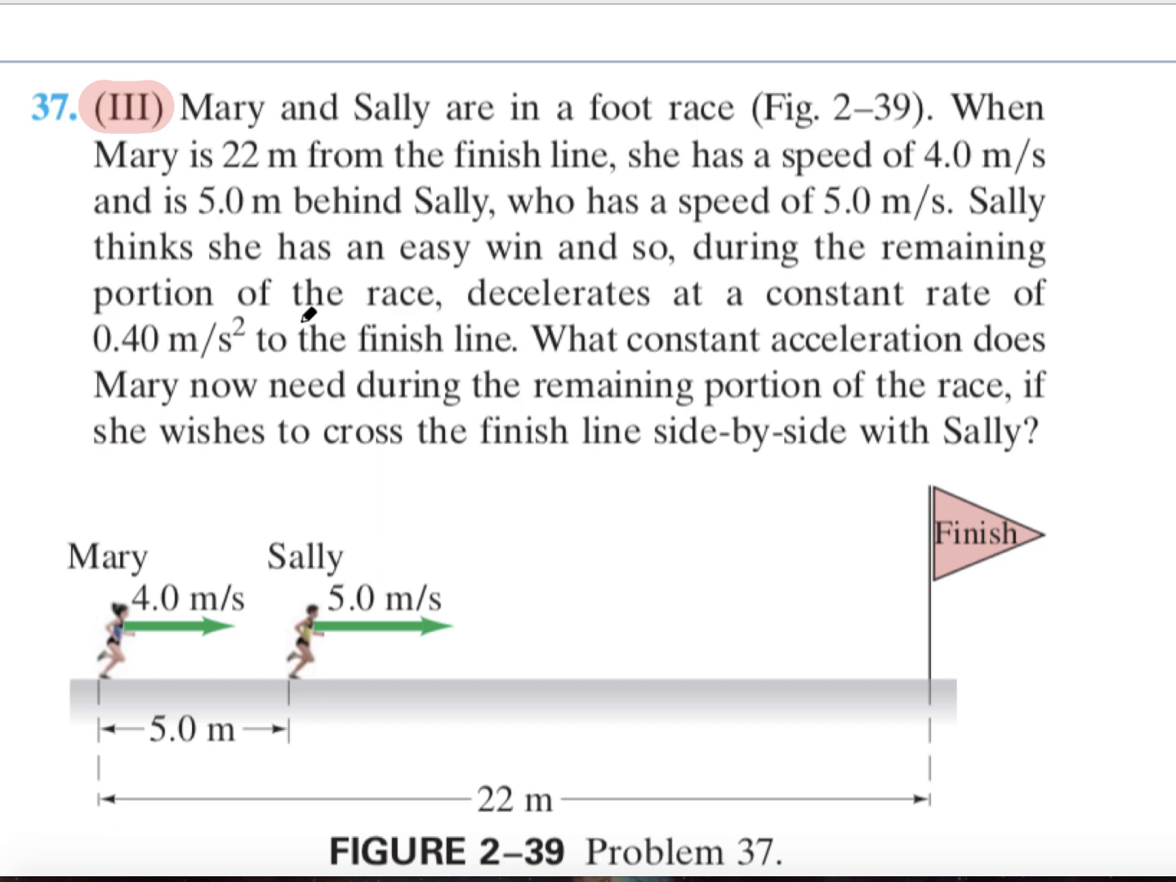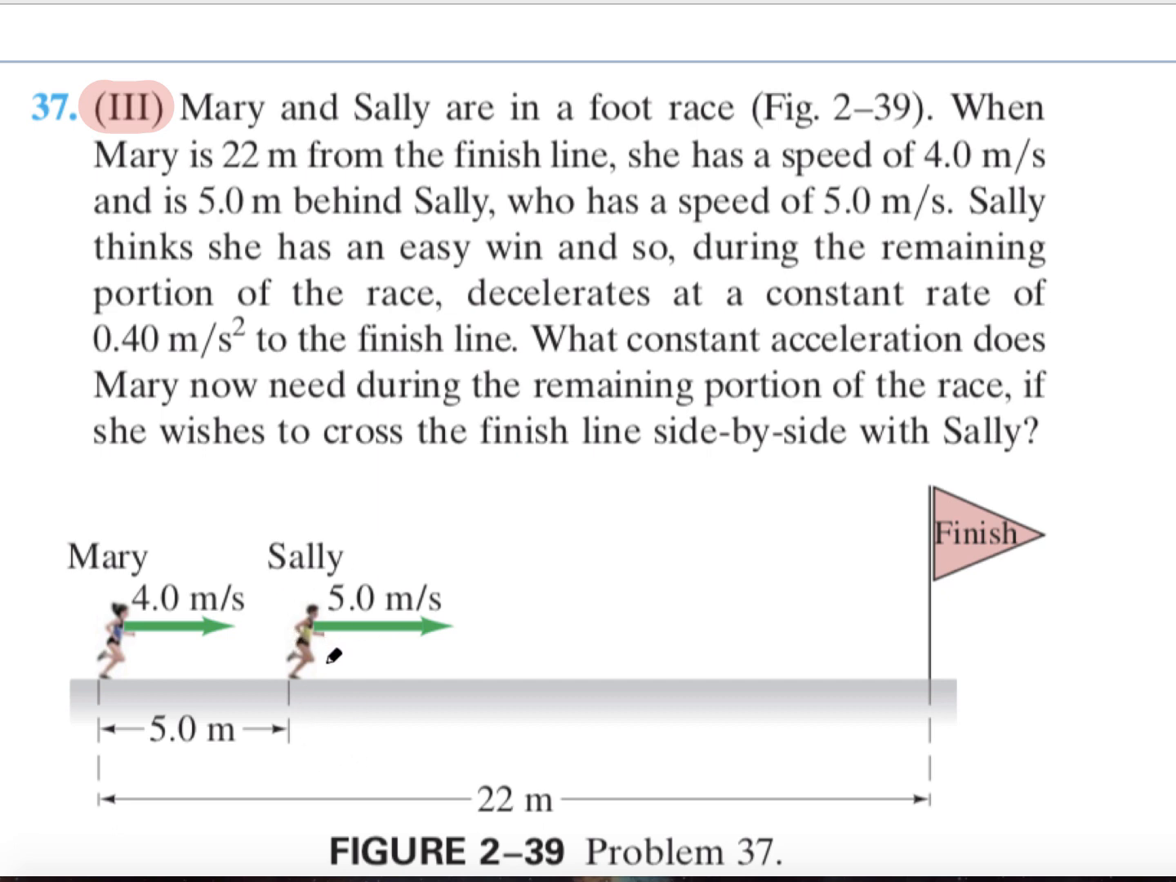So if you can do this question, or you know how to do it, you're doing extremely well. But this should be considered kind of the upper limit of difficulty. So we have Mary and Sally who are racing. When Mary is 22 meters from the finish line, she has a speed of 4 meters per second. And Sally is 5 meters ahead of her, who has a speed of 5 meters per second.